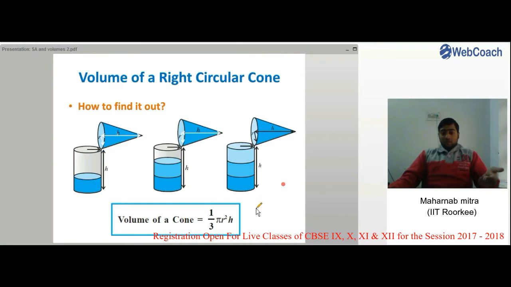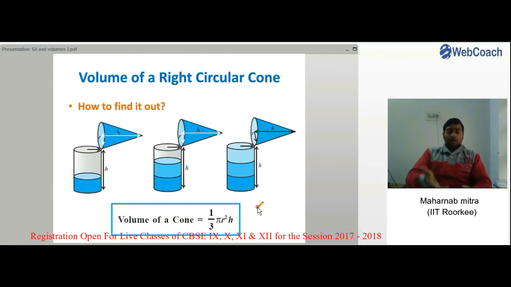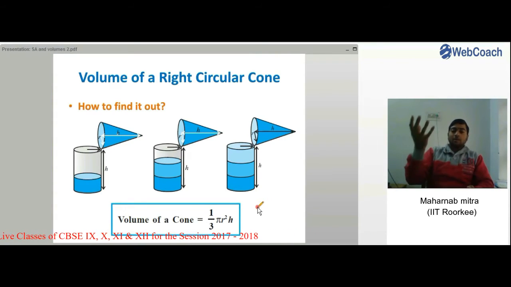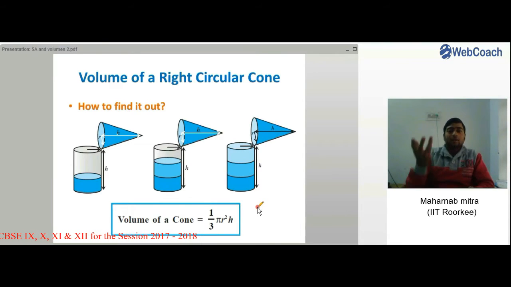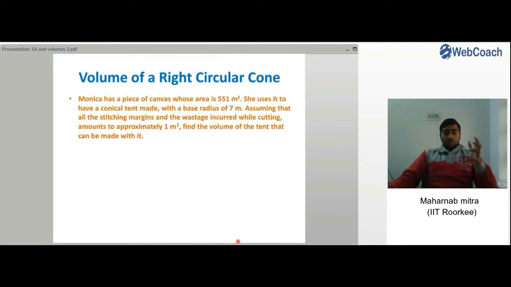So you can see how we have easily found the value for the volume of a cone by using a simple concept that volume is nothing but the amount of liquid that a solid can contain. So the volume of a cone we have obtained as 1/3 of the volume of a cylinder, which is 1/3 pi r square h. So let us use this formula once again in a question.